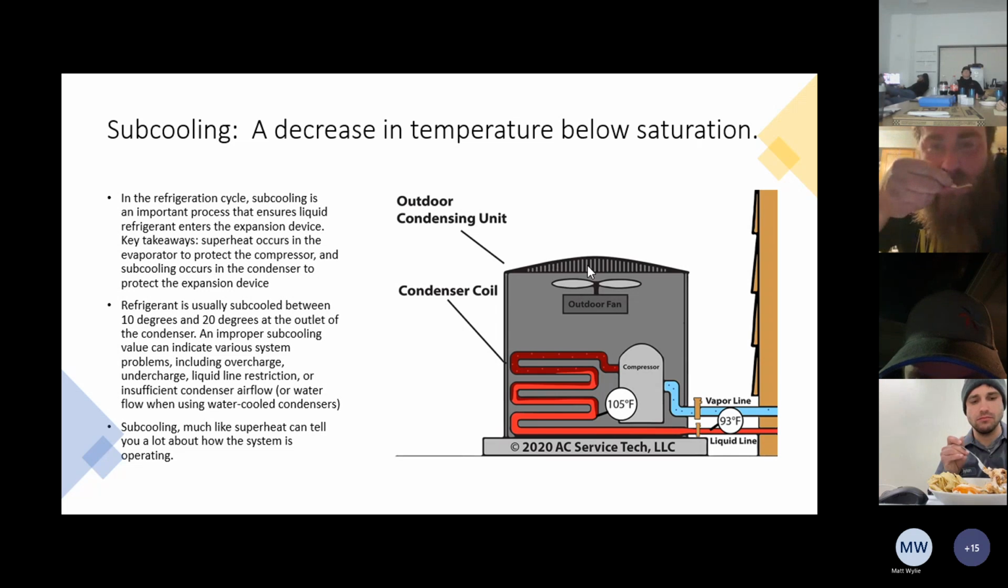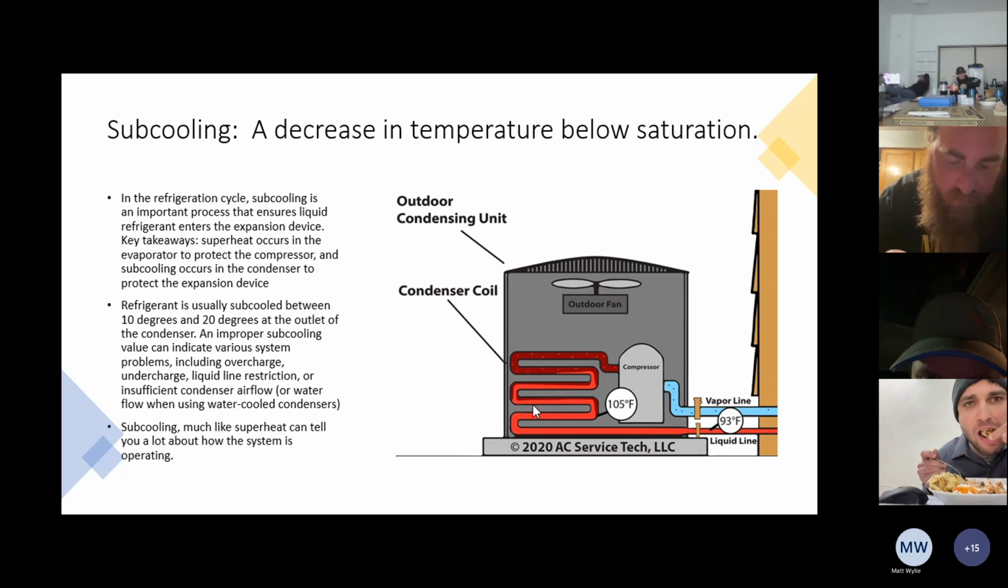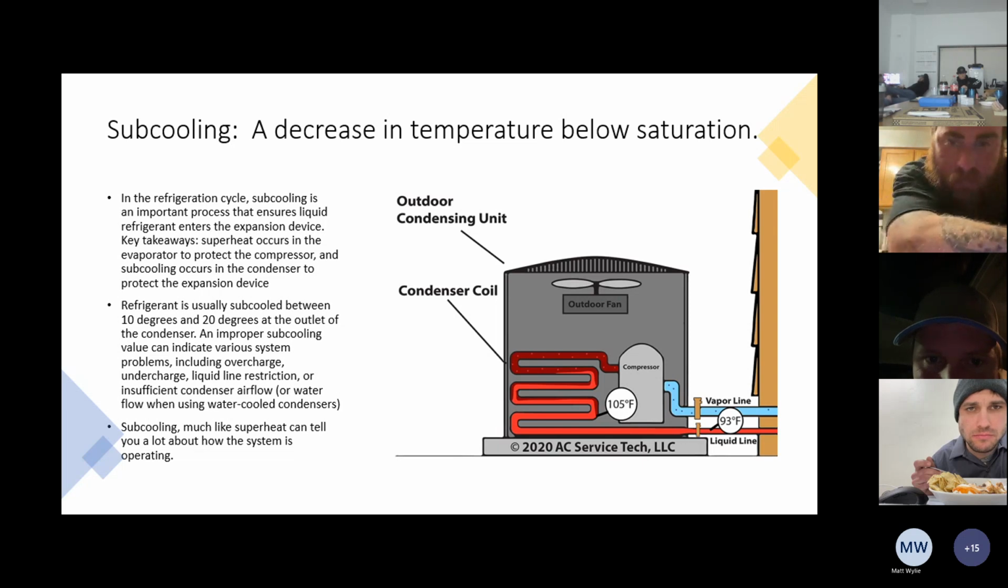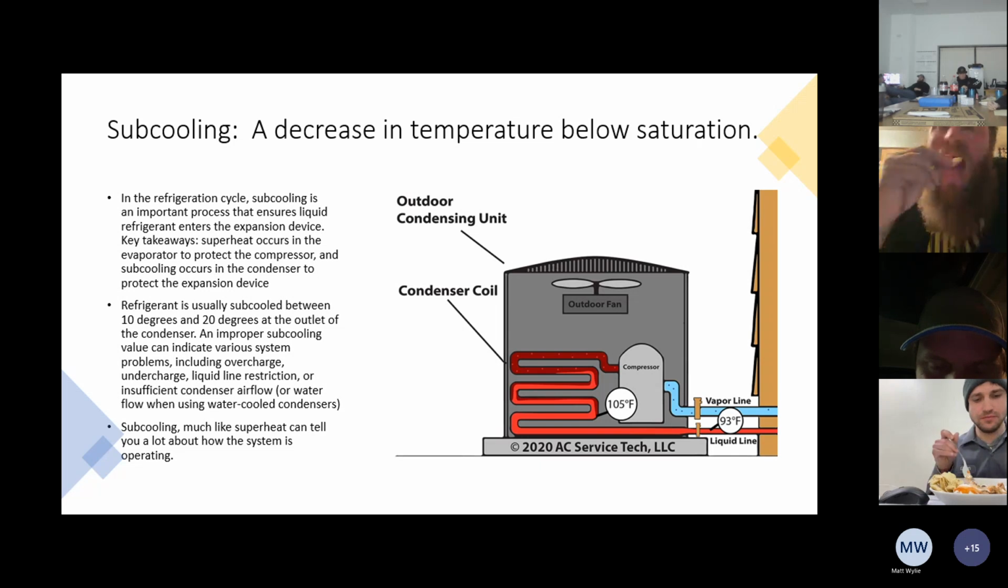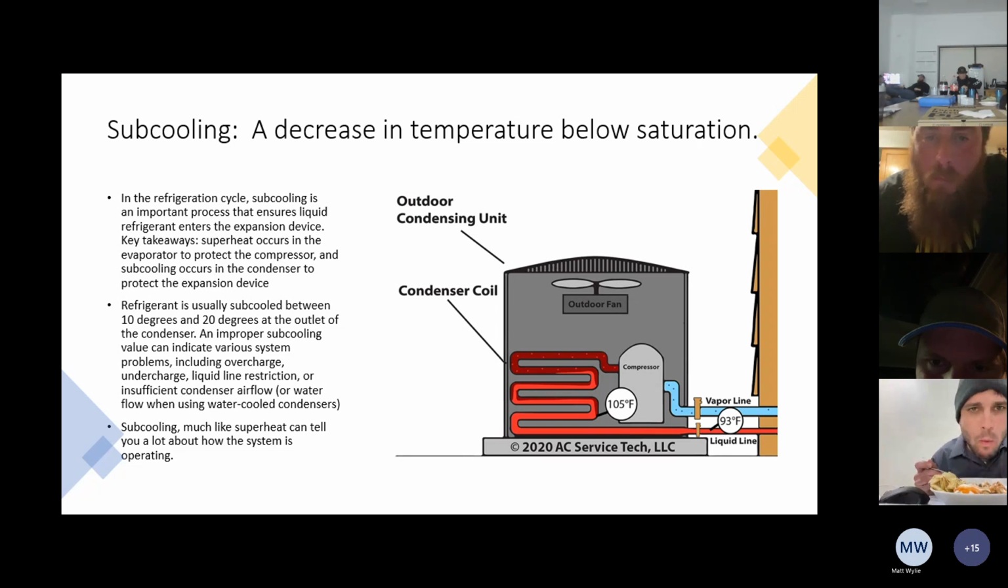Where's my mouse at? So here, like we talked about, we got our little diagram. Here's our outdoor unit, our condenser coil. Here's our vapor line, our liquid line. So you've got a 105 degree saturated condensing temp and a 93 degree liquid line temp. Like we were talking about, it's swapped with superheat. Usually with superheat, you're doing your line temp minus your saturated temp. In this scenario, you're doing your saturated condensing temp, which is the 105, minus your line temp. So that's like 8 degrees in that scenario?